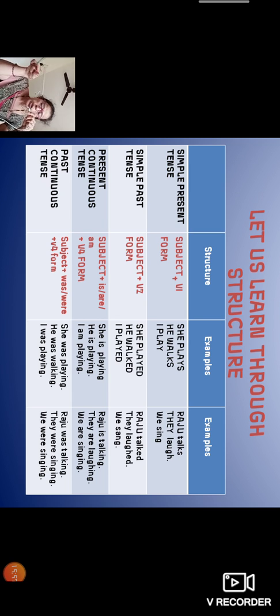If the subject is singular, we take the help of was. If the subject is plural, we take the help of were. Okay, she was playing, he was walking, I was playing. Here, am is used only for present continuous tense. In the past continuous tense we can take the help of was. Raju was talking, they were singing, we were singing. I hope it's clear for you, right, children?